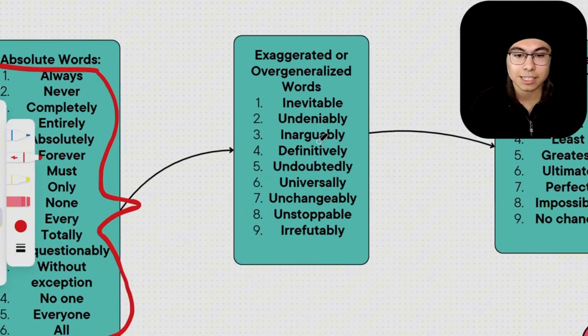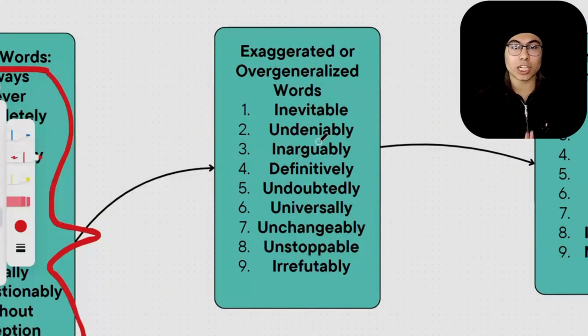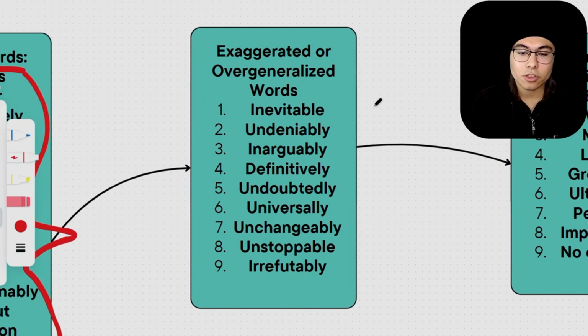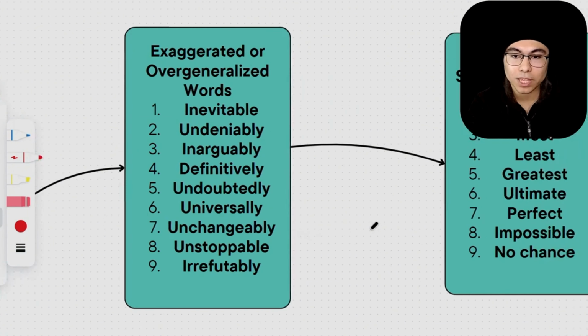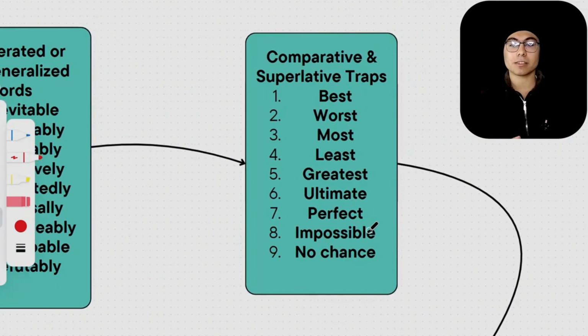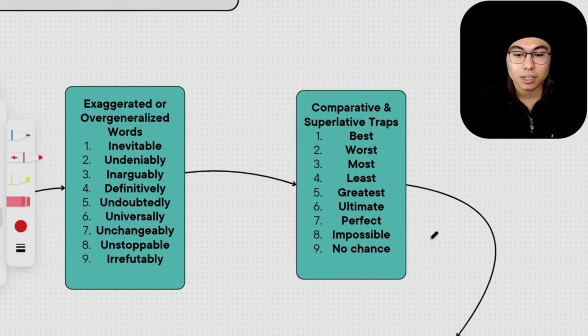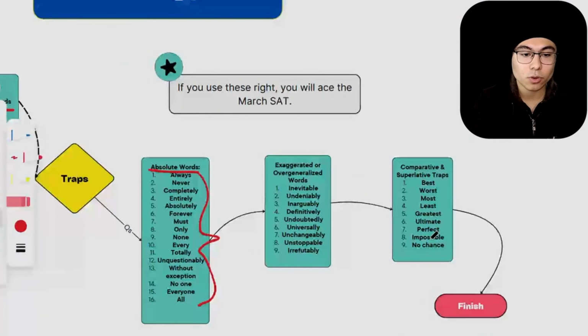The next type is exaggerated or overgeneralized words. For example, those words can include inevitably, definitely, definitively, undoubtedly, universally, unstoppable. And the next category is comparative versus superlative traps: best, worst, least, greatest, ultimate, perfect, impossible, no chance. I highly recommend you know these.